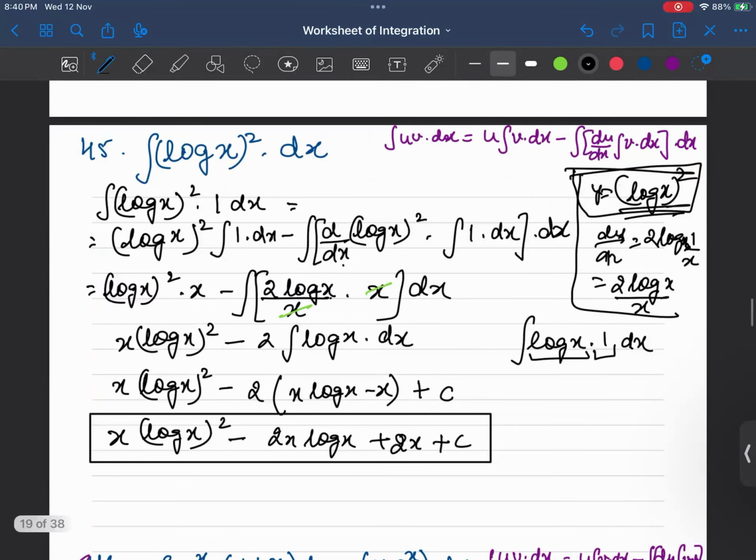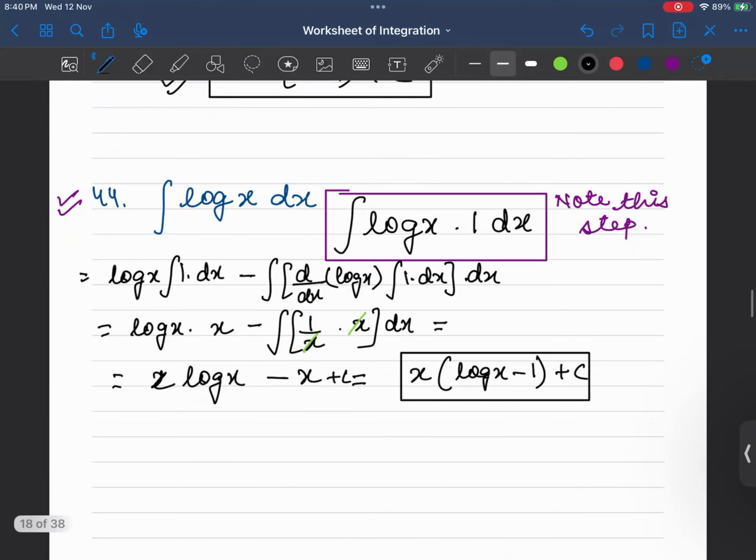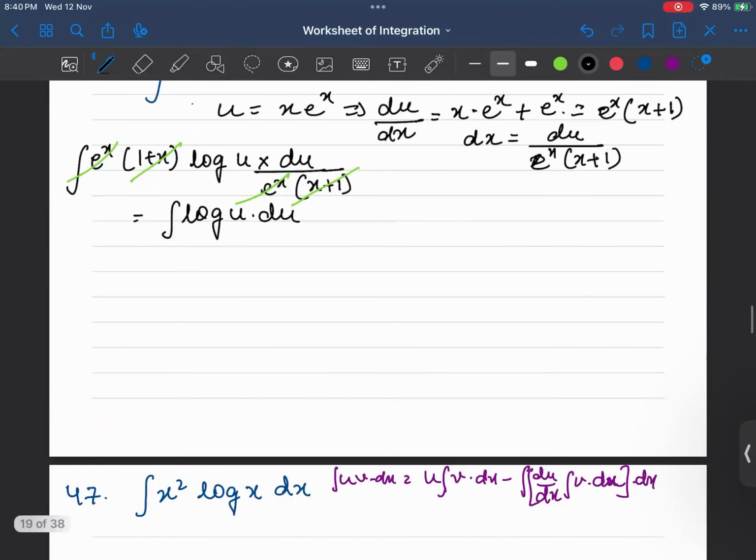It can be solved like this. Above we have done it. Let me show you so that you can recall it. Log x dx, it's log u du, one and the same. We'll multiply by 1 and solve it, and we will get this answer. So the same thing we are getting.